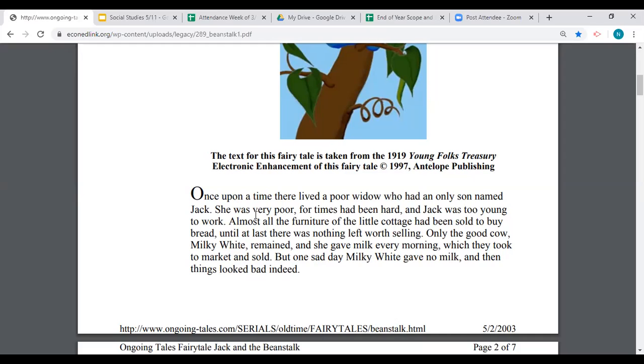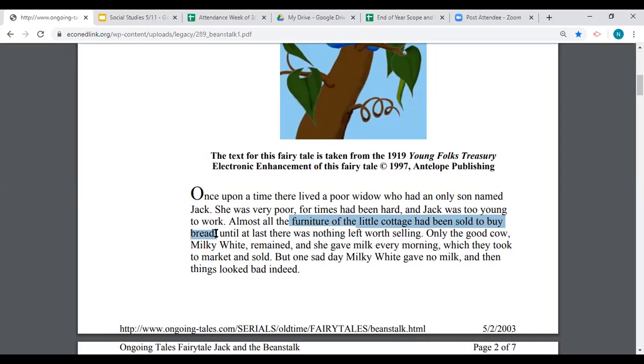So far we know that they took the furniture of the little cottage and sold it to buy bread. So that is an example of an exchange, because it sounds like they would get money in return for the furniture and then use that money to go buy bread.